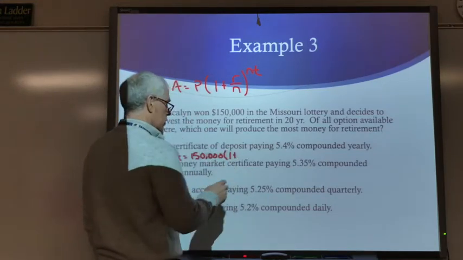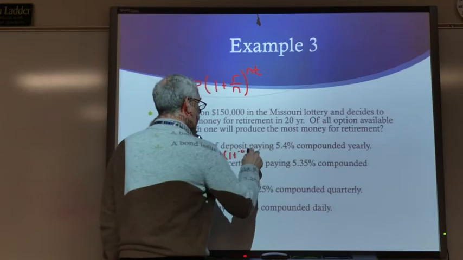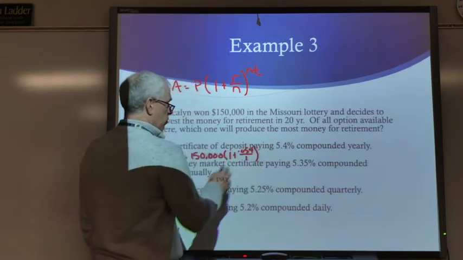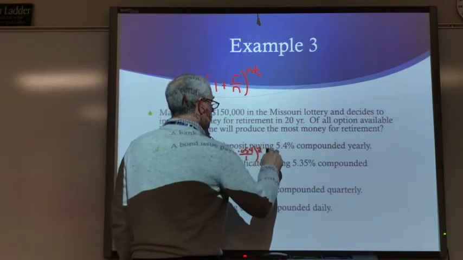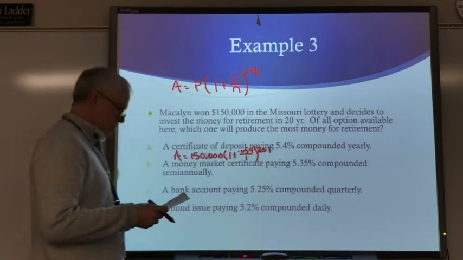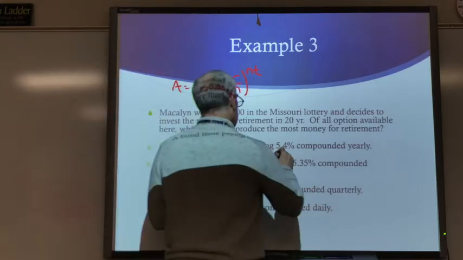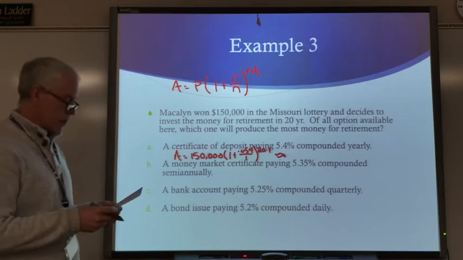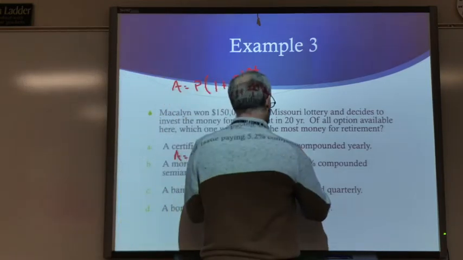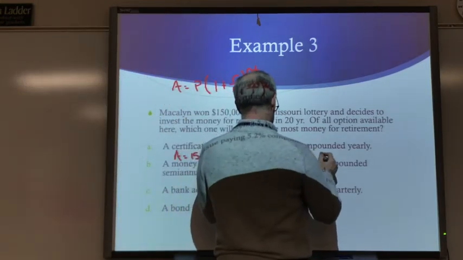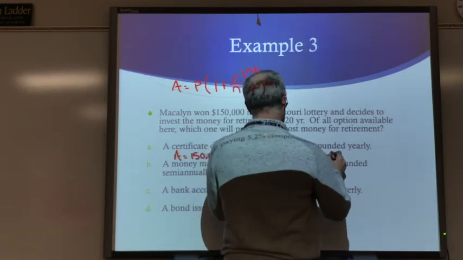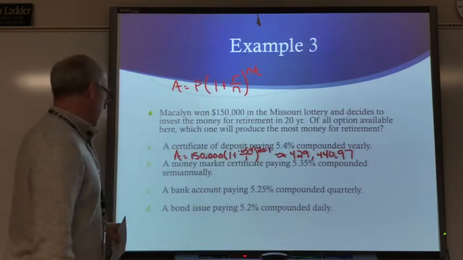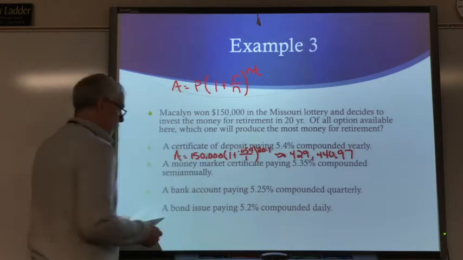1 plus 0.054 compounded yearly, so over 1 for 20 years, so to the 20 times 1. Okay, so if I work that out, and again, this is just a matter of putting it into your calculator at this point. Grab your calculator, put it in. I get $429,440.97. Okay, so that would be if I compounded it yearly at 5.4%.